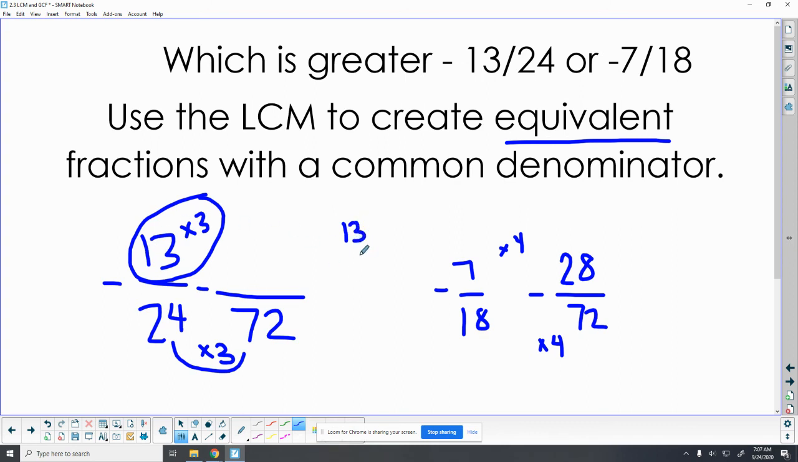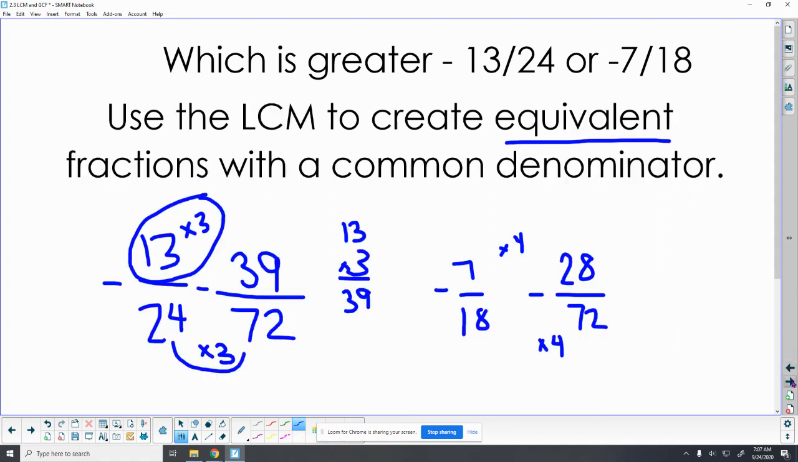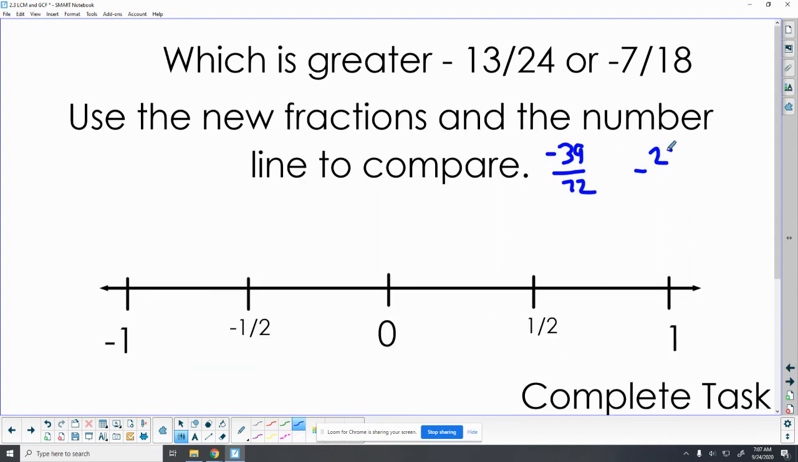So let's double check this one that you should have already done. So 13 times 3, 3 times 3 is 9, 3 times 1 is 3. So I have negative 39 over 72 and negative 28 over 72. So let's go ahead and use our new fractions. I'm just going to write them down. So negative 39 over 72 and negative 28 over 72.